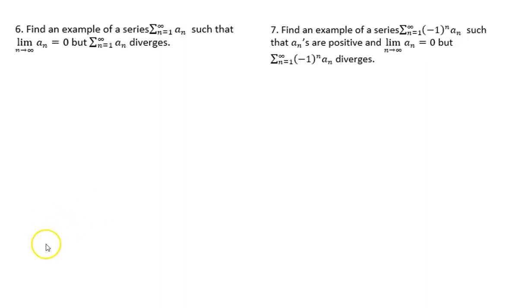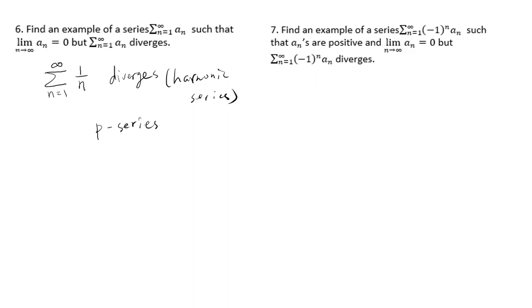Find an example of a series such that the individual terms go to 0, but the entire series diverges. Well, this is such a well-known example that we've been using so many times. So here, this one diverges because it's a harmonic series. Or another way to say it would be p-series with p equal to 1, so it diverges.